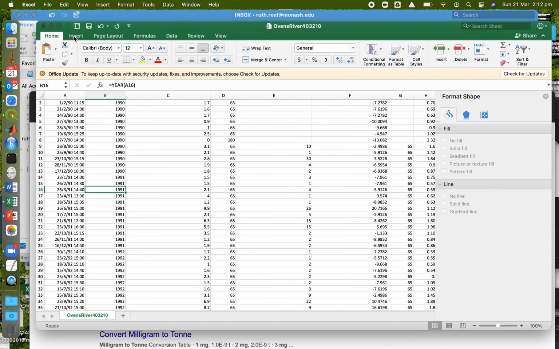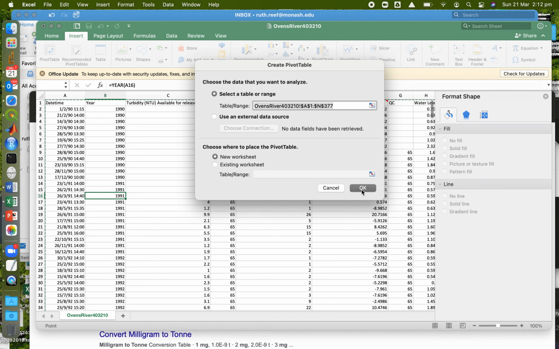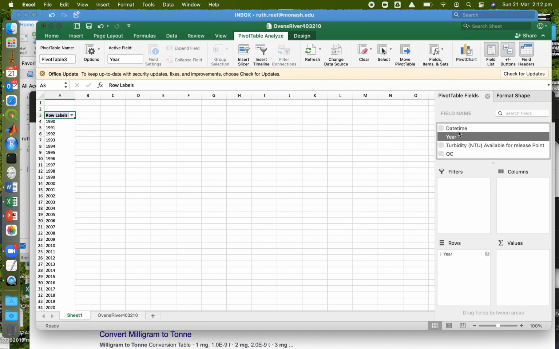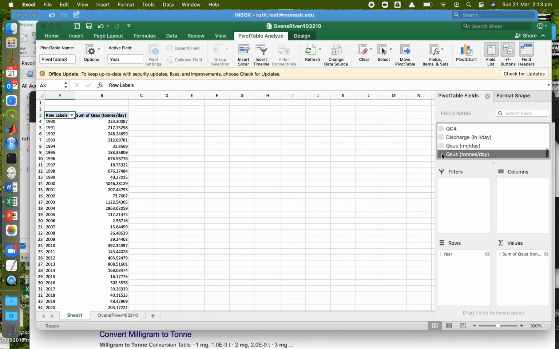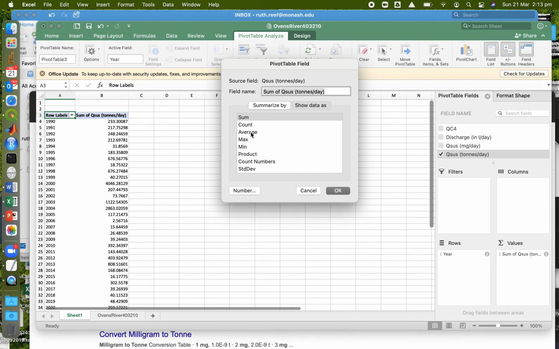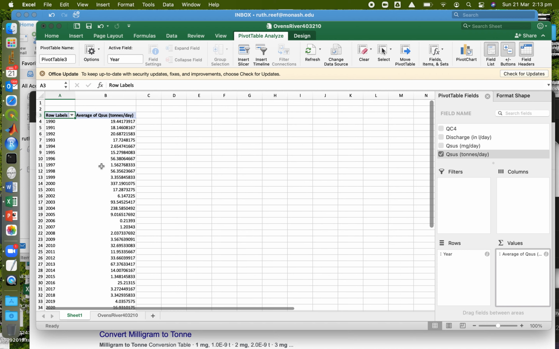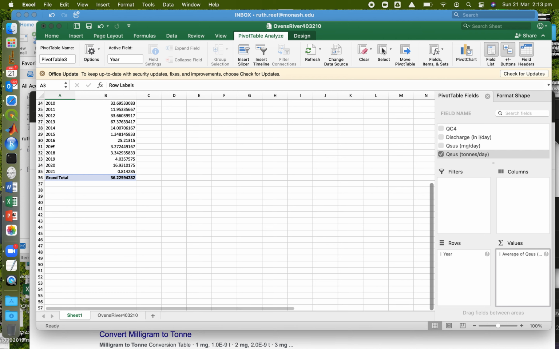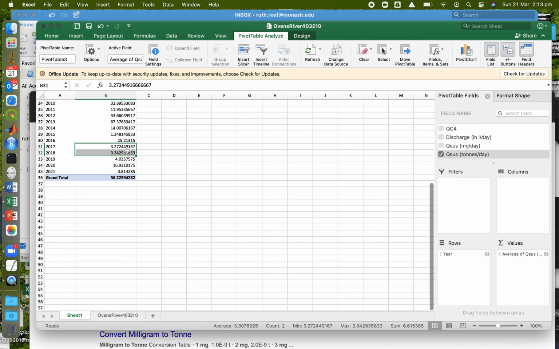And now I can insert a pivot table and have different years. And what I'm interested in is the QSUS in tons per day, the average. So here are all the different years. I've asked only for 2017 and 18 and 2019, 2020. So all I need to do is take these two values. The average of them is shown down here, it's 3.31, and 2019, 2020 is 10.48. That's that.